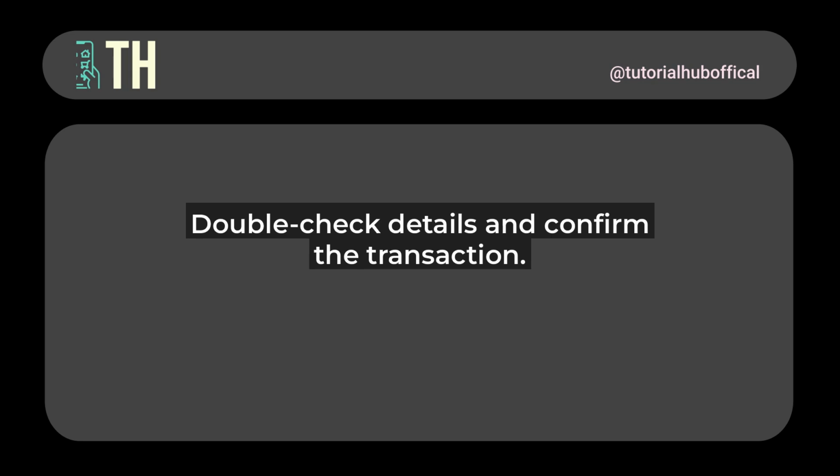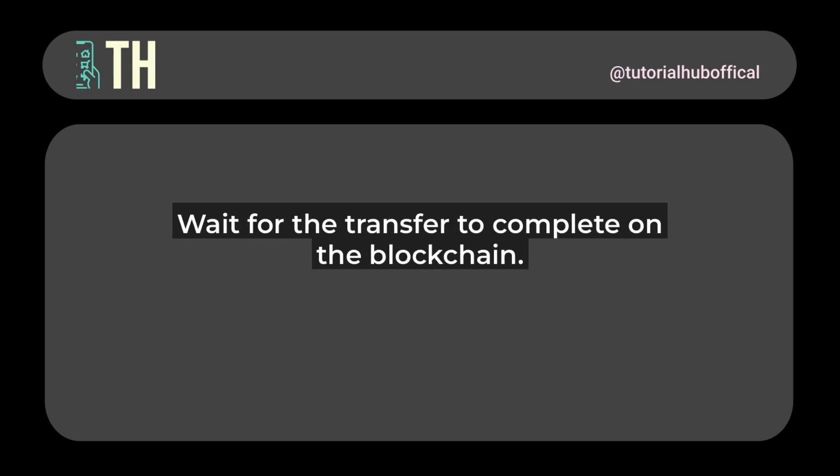After sending, the transaction will process on the blockchain. It could take anywhere from a few minutes to an hour, depending on network traffic. Once it's done, check your Binance wallet to see the Link tokens arrive. And there you have it. Your Chainlink is now on Binance.